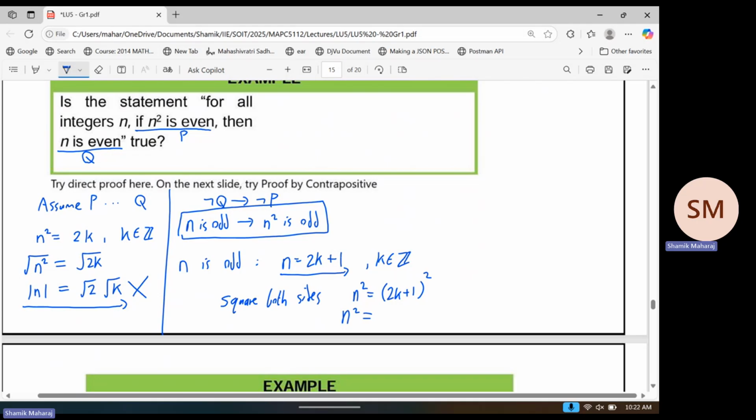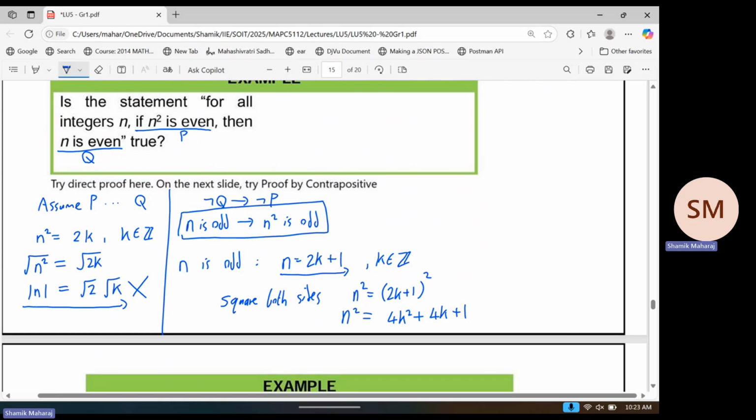Open it up. n squared gives us 4k squared. I'm going to do this in one go. You guys can slow down if you need to. 4k squared plus 2k plus 2k, which is plus 4k plus 1. Okay, does that look like an even number? Not yet, but maybe we can try and manipulate it to get it there.